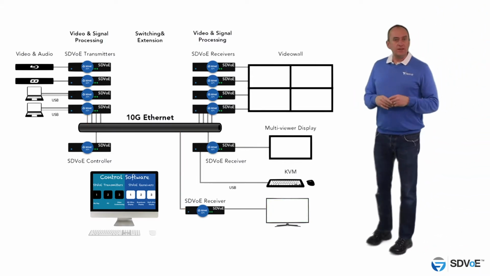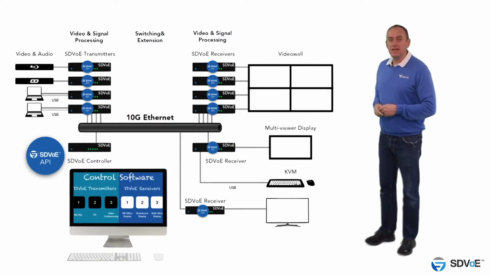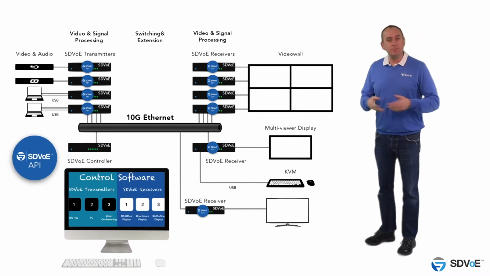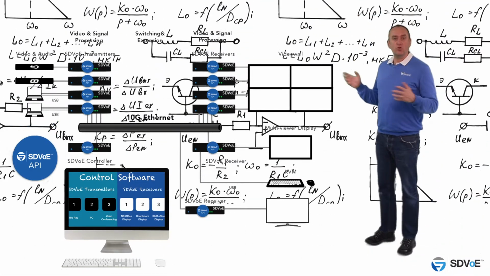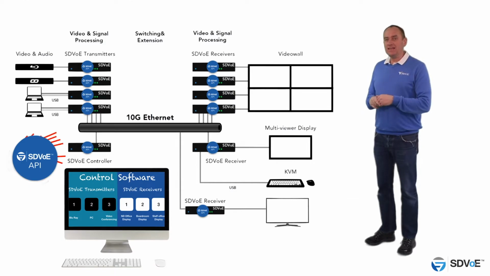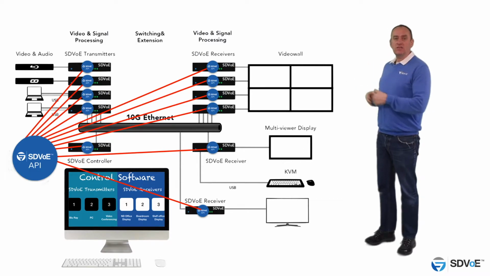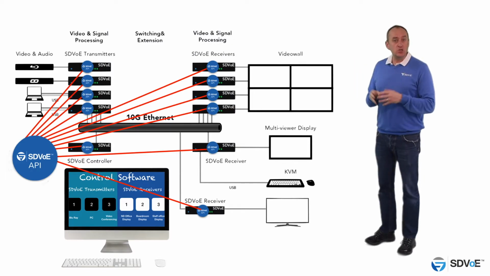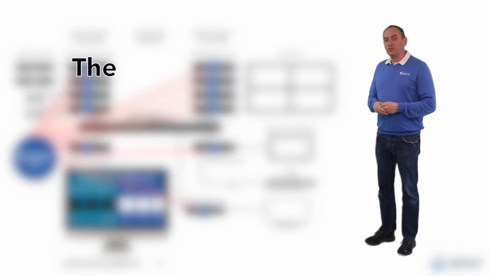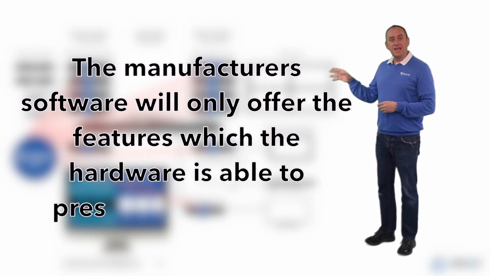It's important that the manufacturer utilises just the right amount of the API data which makes control simple. The API is highly complex in its raw form, and it can make any SDVoE endpoint do anything possible in the SDVoE world. And while SDVoE features like multi-view compositing and genlocking should be available, the manufacturer's software will only offer the features which the hardware is able to deliver to the display.